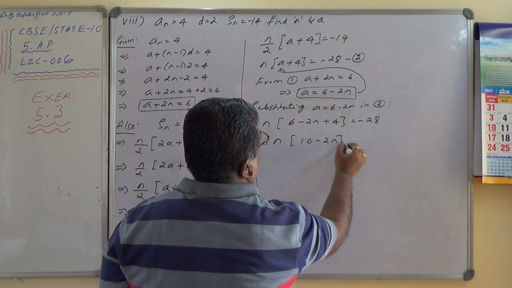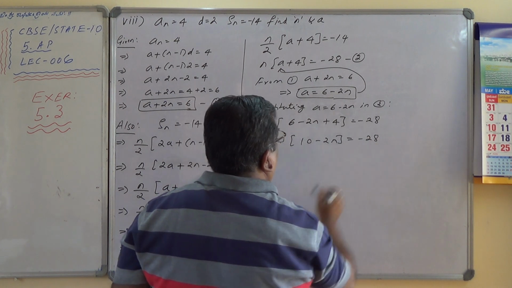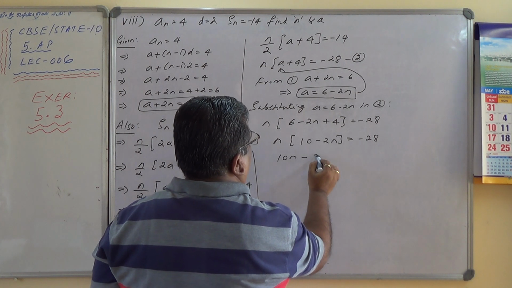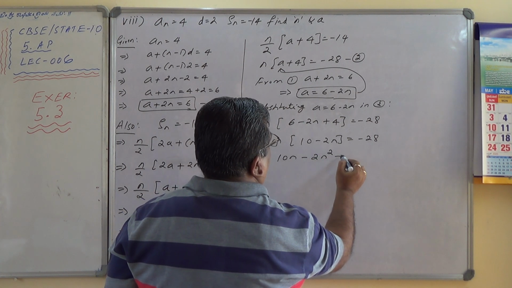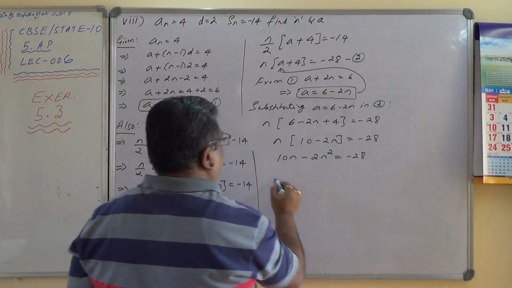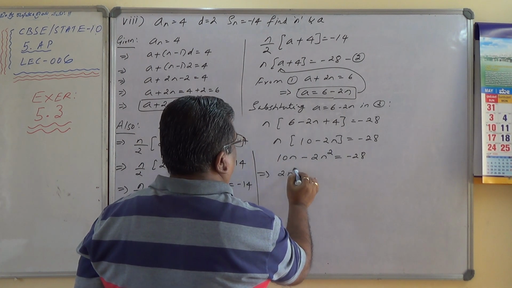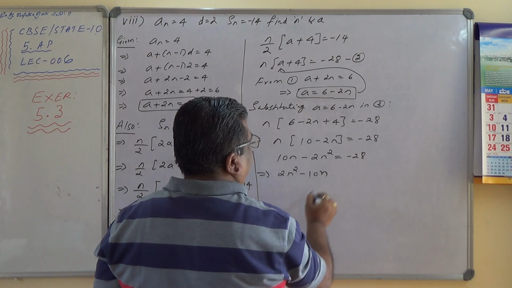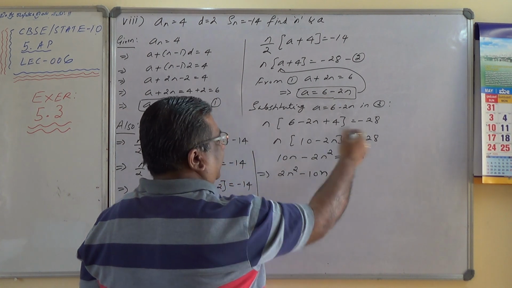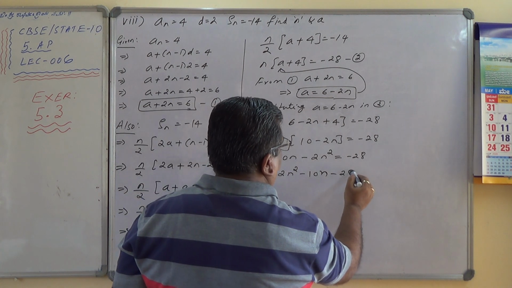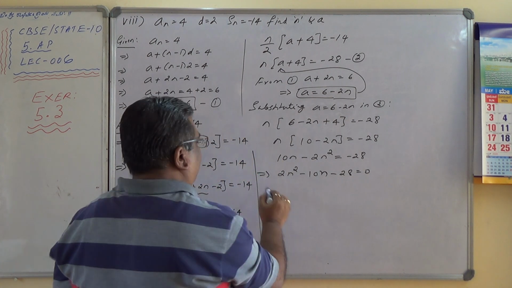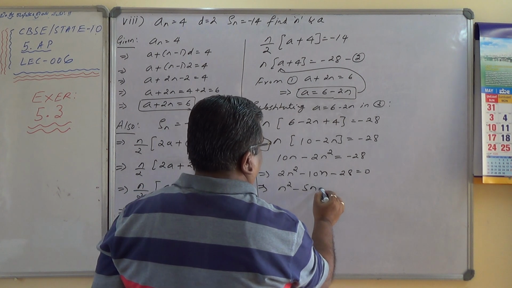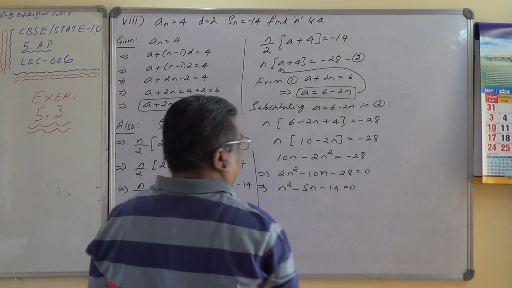10 minus 2n minus 28. So 10n minus 2n square equals minus 28, which implies 2n square minus 10n minus 10n. This you take to that side equals 0. Taking 2 common, n square minus 5n minus 14 equals 0.